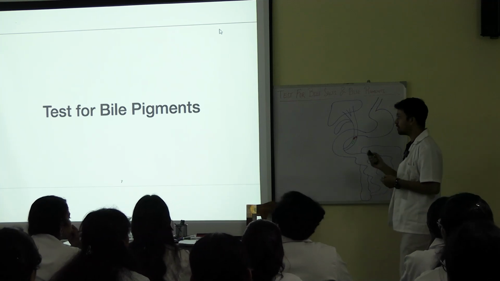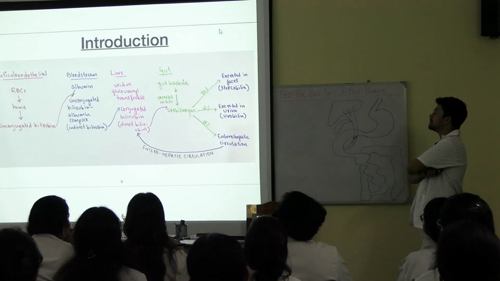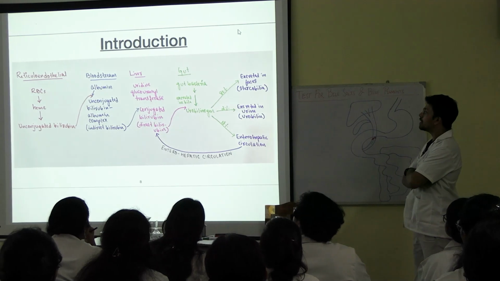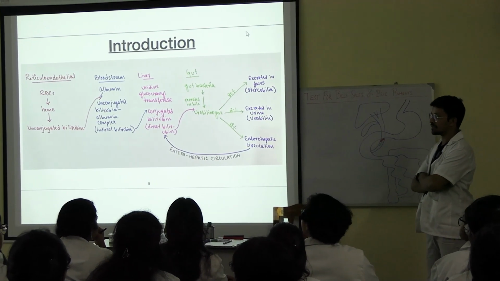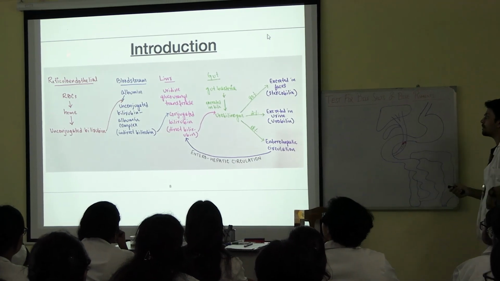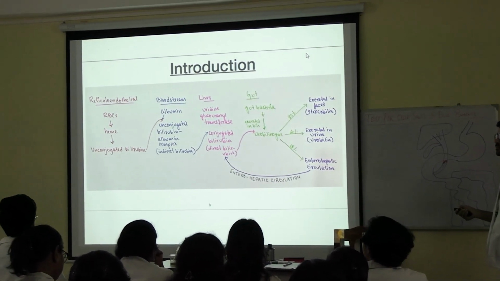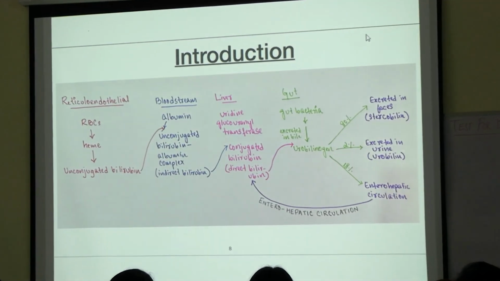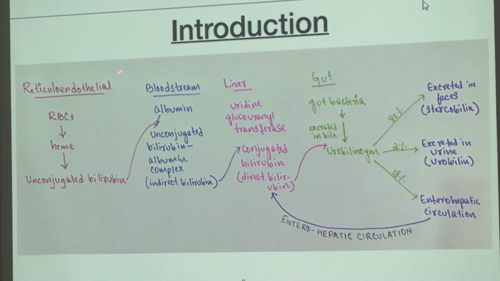Now, test for bile pigments. This is how bile pigment metabolism will occur. It is a little difficult, and I'll try to break it down for you. If you are not understanding any step, please raise your hand and ask. First of all, I mentioned the reticuloendothelial system. What does it do? It throws out unwanted products from our body, or it metabolizes them, breaks them, and then discards them.